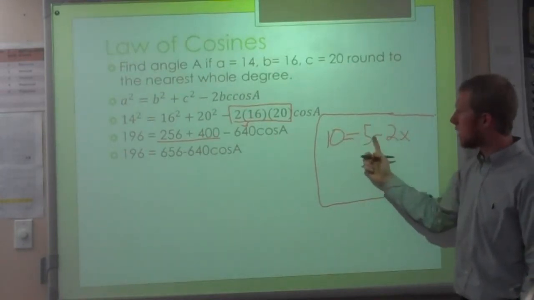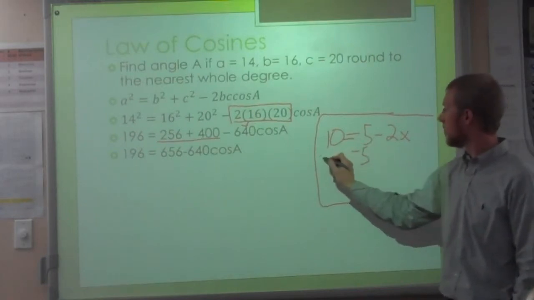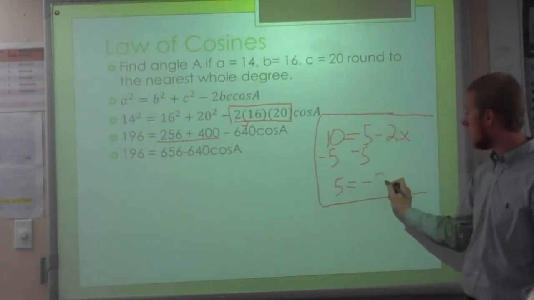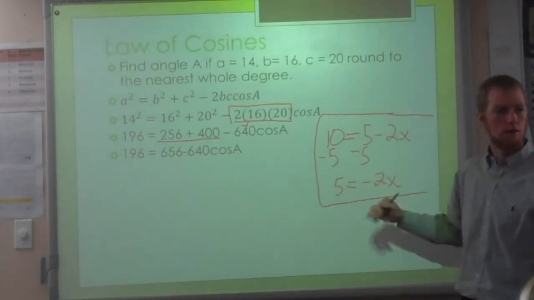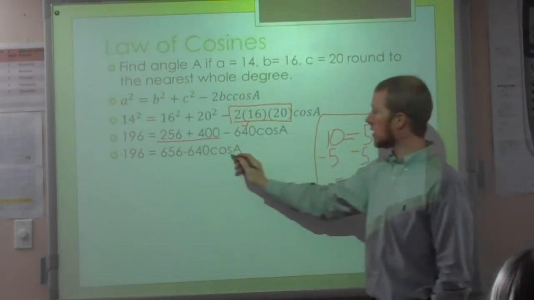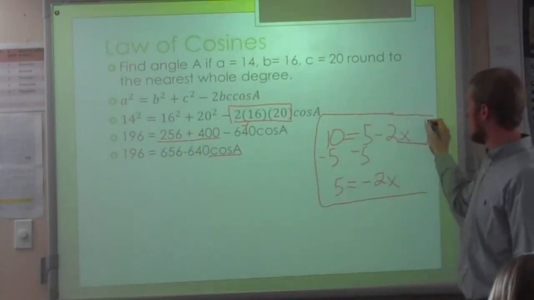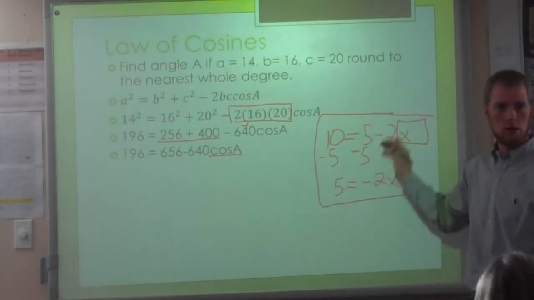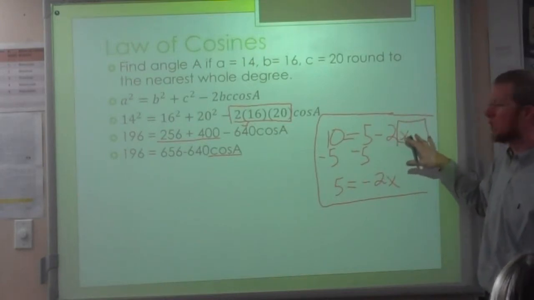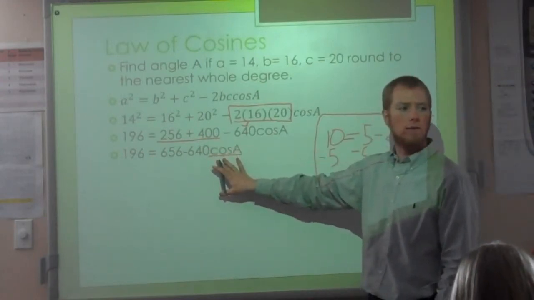So instead of combining these, what would I do to solve this? I would take my 5 and I'd minus 5 so that I got 5 equals negative 2x. And then I'd divide. We need to make sure we do the same thing here, because the cosine of A is a lot like our x. So this is something we know. Except now we have to think, okay, what's unknown is not x, what's unknown is the cosine of A.